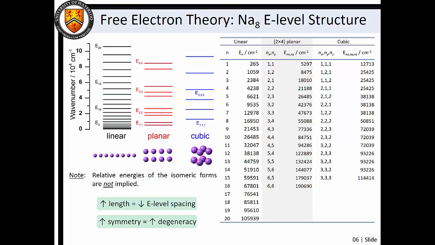It is clear from this comparison that larger boxes yield more closely spaced electronic energy levels, and that increasing cluster symmetry increases level degeneracy. Note, however, that our energy level diagram does not tell us anything about the relative energies of these three isomers. We will discuss relative isomer energies in a future video.